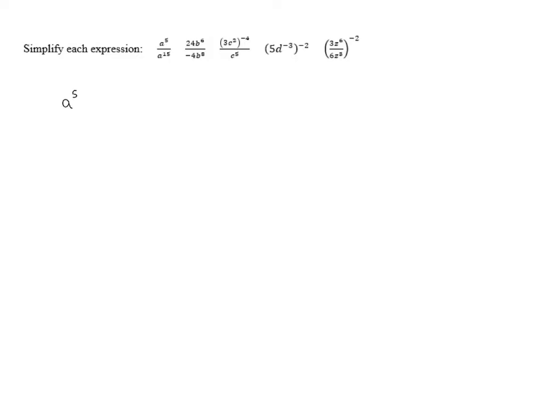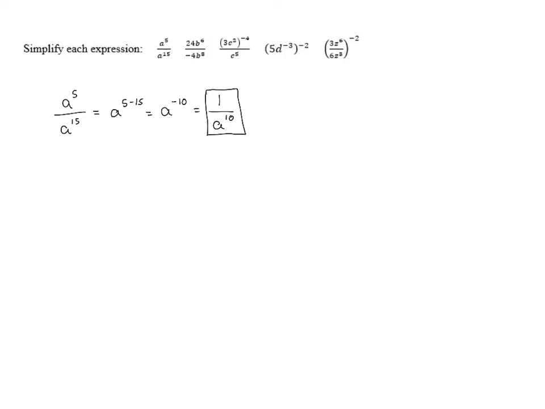First, we'll look at a to the 5th over a to the 15th. Now this is a quotient of two powers, so we know that we can combine them by taking the difference in the exponents. If we do that, we get a to the 5 minus 15th power, which gives us a to the negative 10th. Now we're not allowed to leave it like that because we don't want any negative exponents in a final answer. So to change that negative exponent to a positive, we move it to the denominator and we get 1 over a to the 10th.